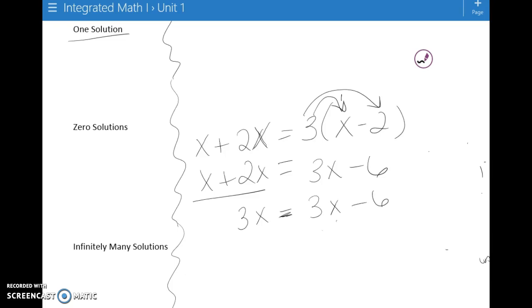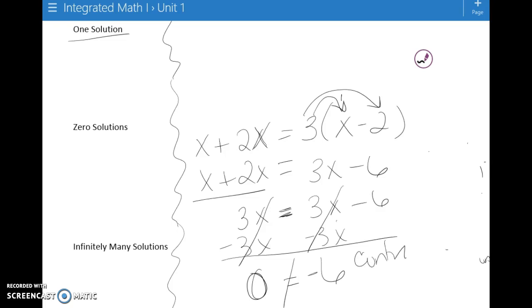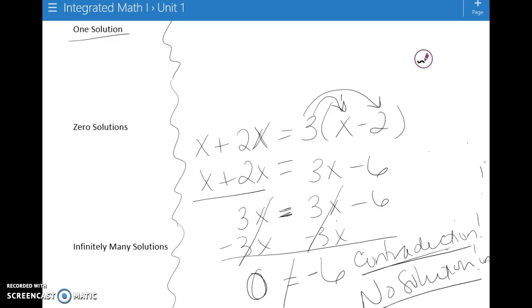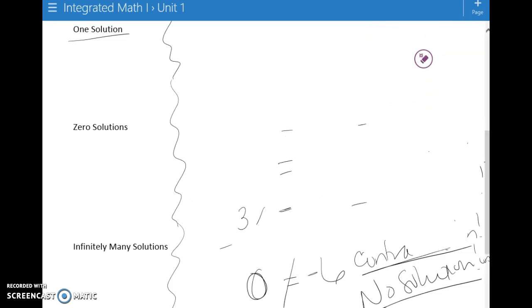I need to move my x's to one side, so I'm going to subtract 3x on both sides. What happens? 3x minus 3x is 0. And on this side, 3x minus 3x is 0. And I'm left with 0 equals negative 6. This is a contradiction, which means this equation has no solution. Okay? That's no solution. The last one we're going to look at is infinite solutions.